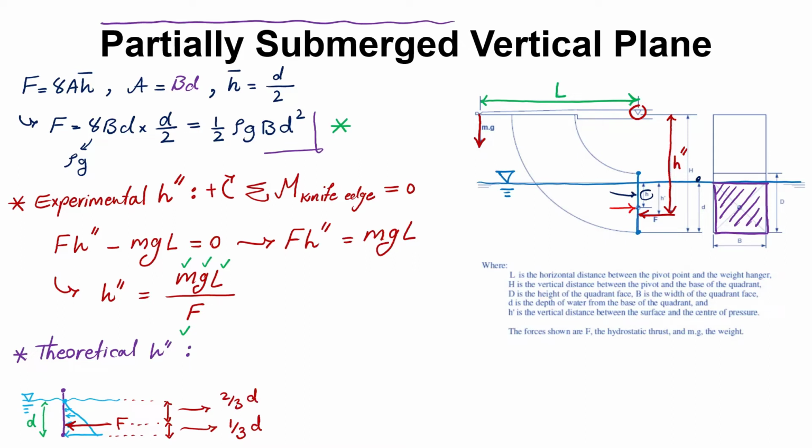Okay, so in other words, if I want to find h double prime from theory, take a look at capital H value, and capital H is right over here. Okay, this is capital H. I want to find h double prime, so I can say H minus d divided by 3, which is this value over here, gives me d double prime.